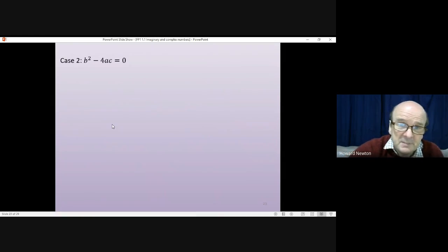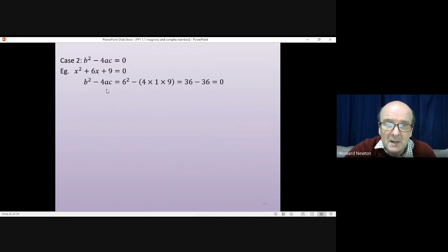The second possibility is that b squared minus 4ac actually equals 0, exactly 0. So for instance, if you had x squared plus 6x plus 9 equals 0, b squared minus 4ac would be equal to 6 squared, take away 4 times the 1 times the 9, which is 36, take away 36, which is exactly 0. Now in that case, if we were to factorize the quadratic, it'll factorize into 2 brackets with exactly the same thing in each bracket. In this case, x plus 3 times x plus 3, which multiplied together would give us that.